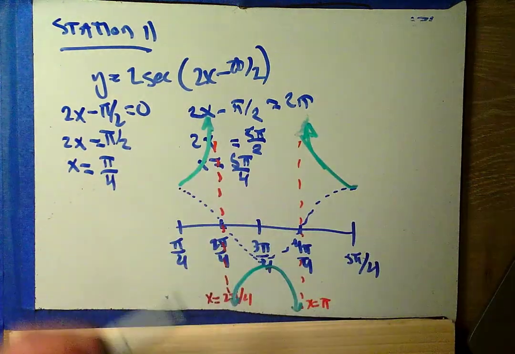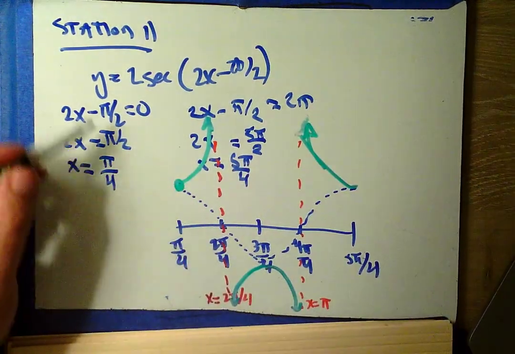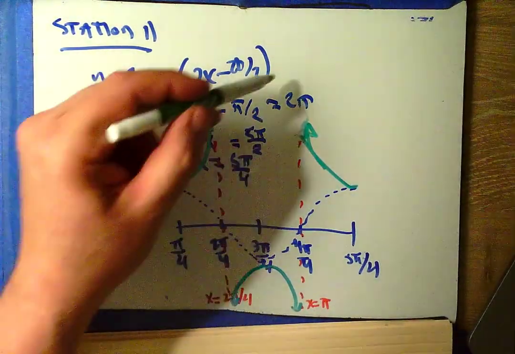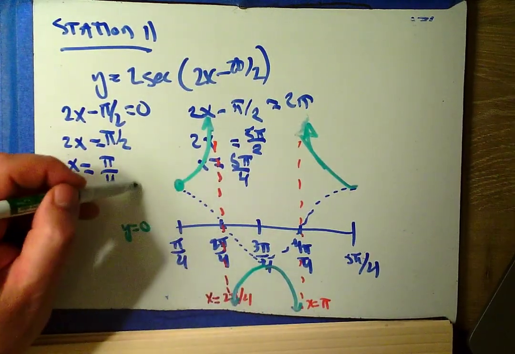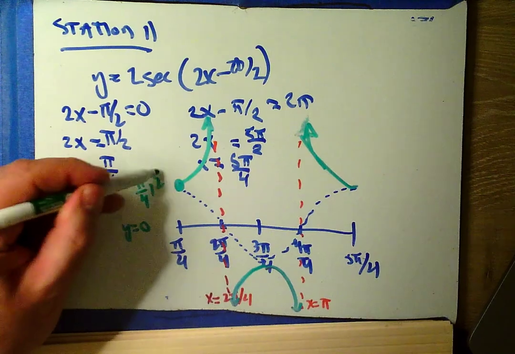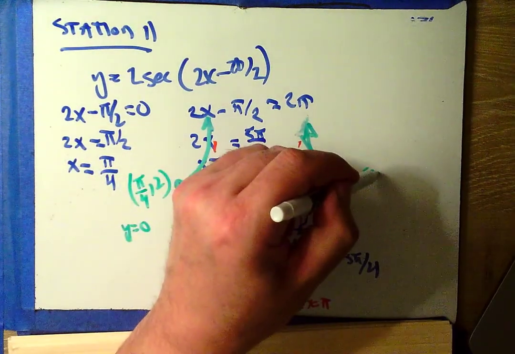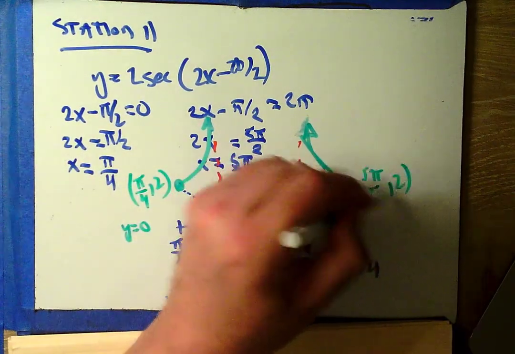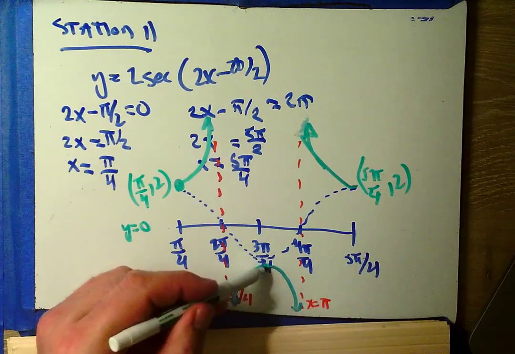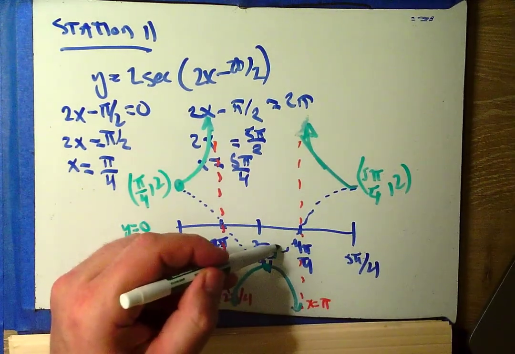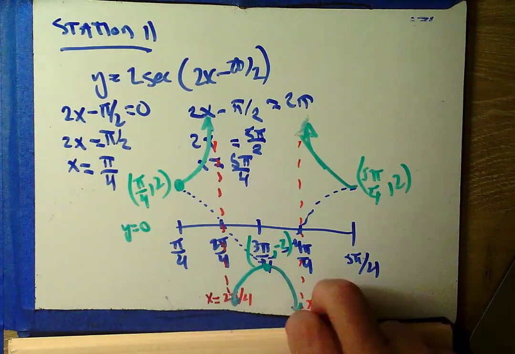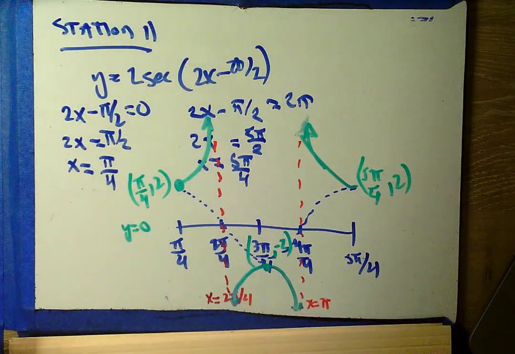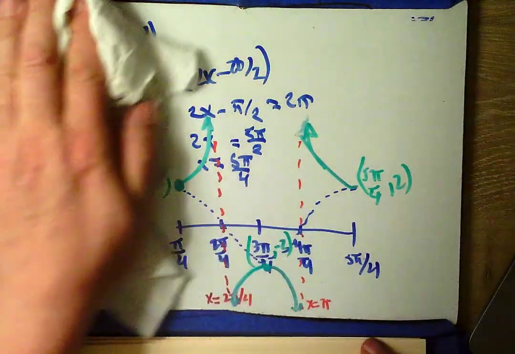Okay, and what about these ordered pairs? Well, I see the amplitude is 2 and the d value is 0. So this is y equals 0, go up 2. This must be pi over 4, 2. This must be 5 pi over 4, also 2. But this one here is going to be 3 pi over 4, negative 2. Don't forget to label those points. Okay, there's station 11. What about station 12?